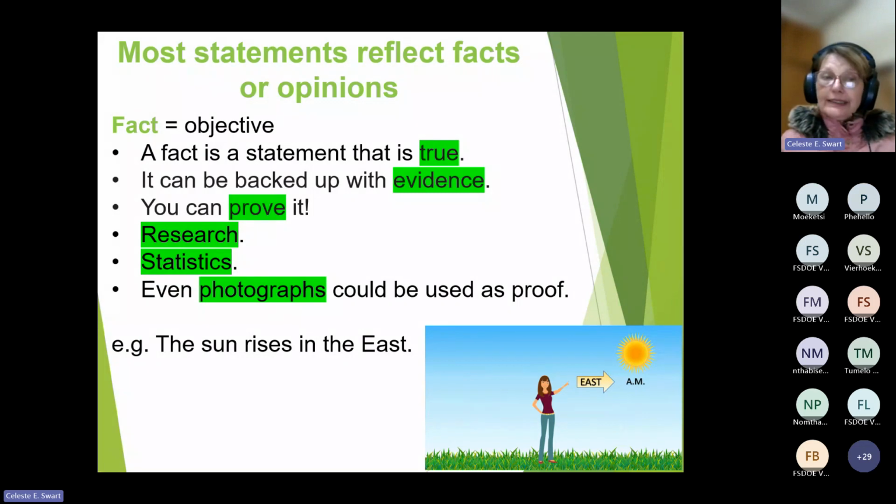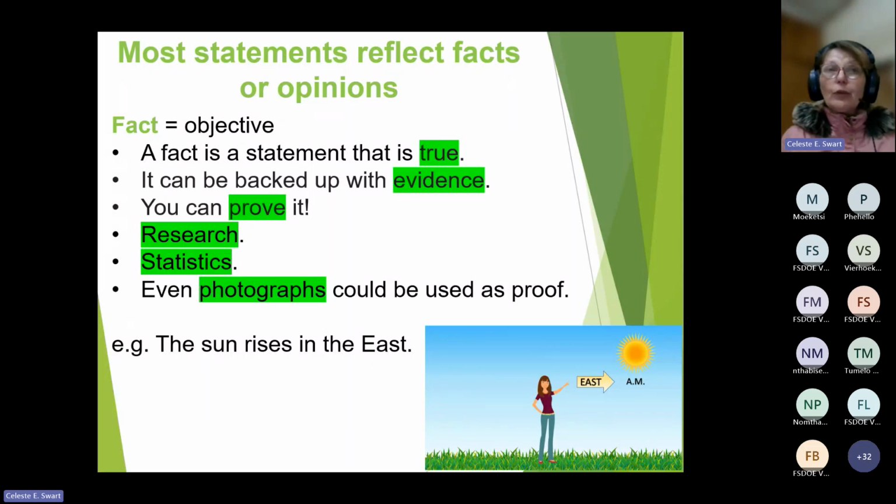You can prove it. Sometimes the sentence will refer to research, and if it refers to research, then you will know it's a fact because there's some scientific proof. It could also have things like statistics, and if we have statistics, we have numbers, and the numbers tell us that it is true. There could be photographs given as proof. We might make a statement and have a photograph to back it up, and then we would say, there we have it. We can see it's true.